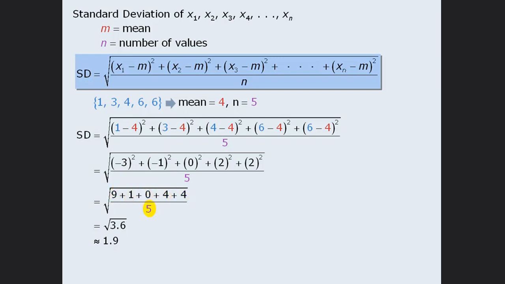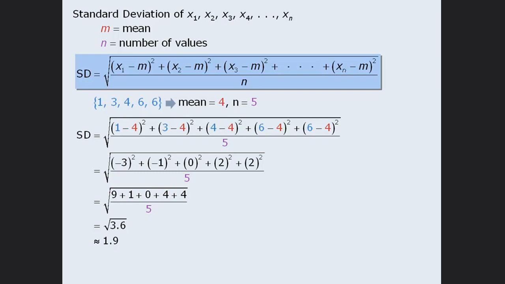So in essence, we are finding the difference between the mean and each number in the set. Then we square those numbers, and then we find the average of those squares by dividing by 5. Finally, to undo the squaring that we did earlier, we take the square root of everything.